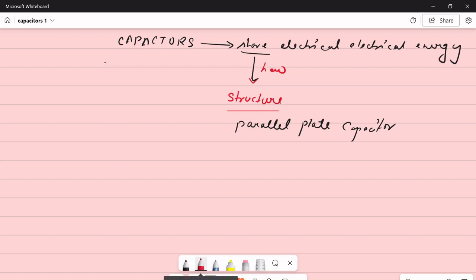In capacitors, you know that the charge has a very important role to play. Just give me a minute, I'll just remove it. So, basically, this charge has a very important role to play.